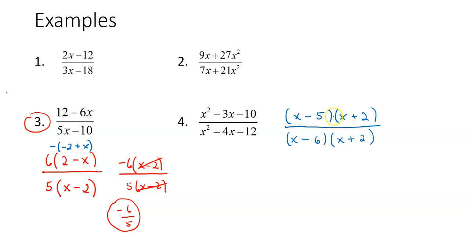All right, now these are two things multiplied on the top, two things multiplied on the bottom. They cancel out. So this simplifies to x minus 5 on the top, x minus 6 on the bottom. And this will work as long as x is not equal to 6. If x is equal to 6, this expression is undefined.